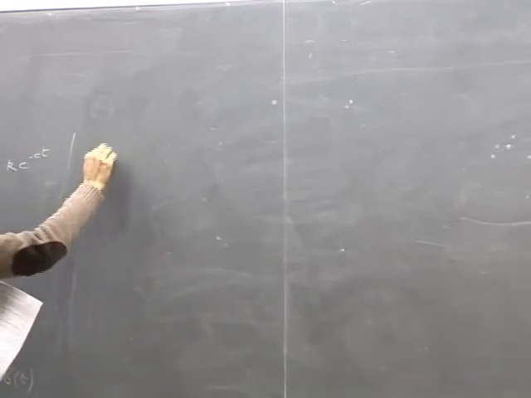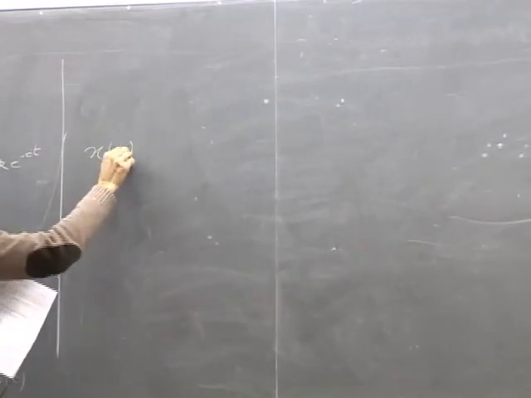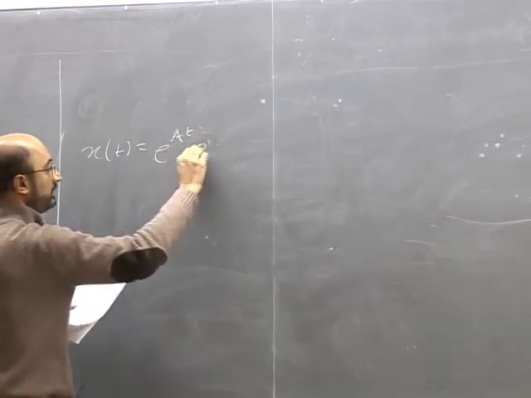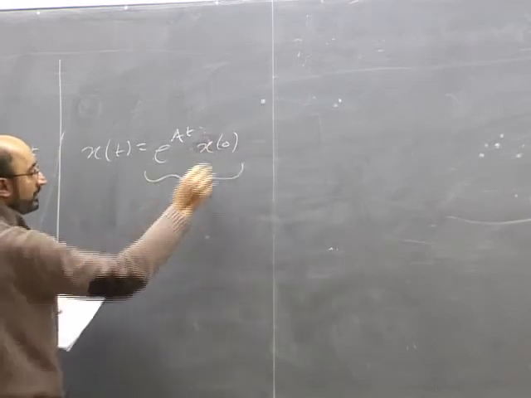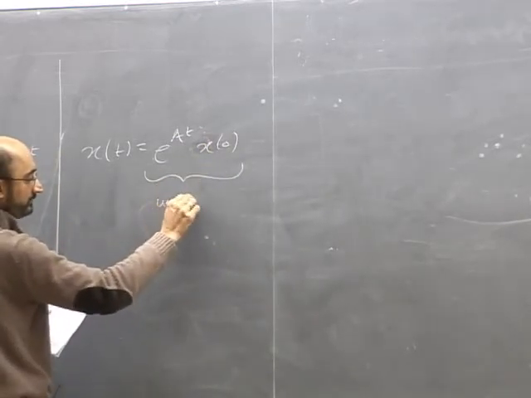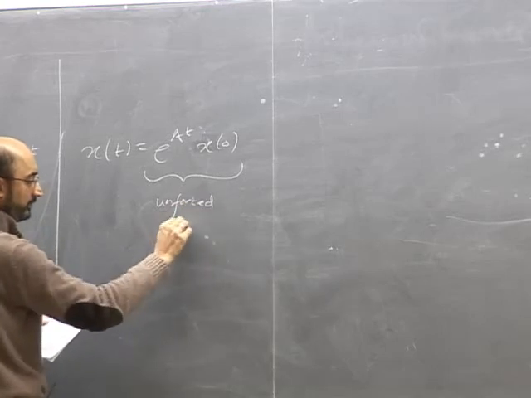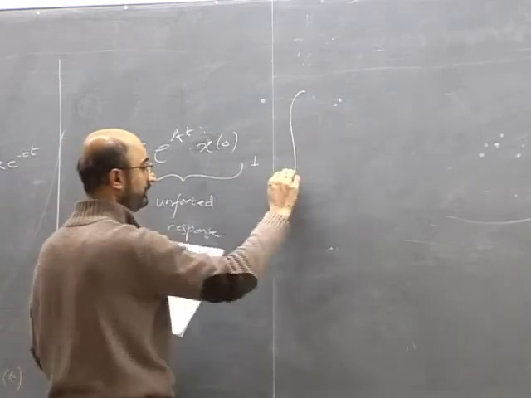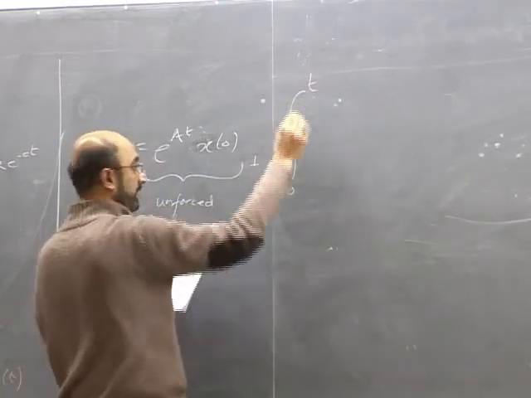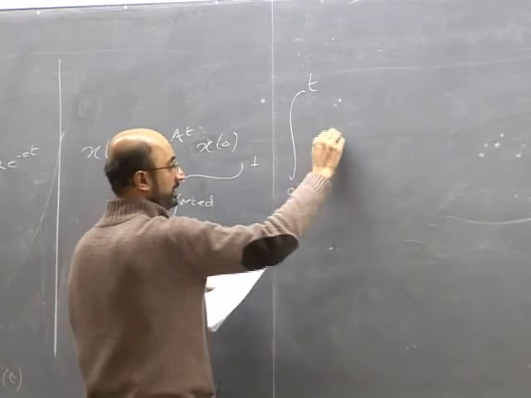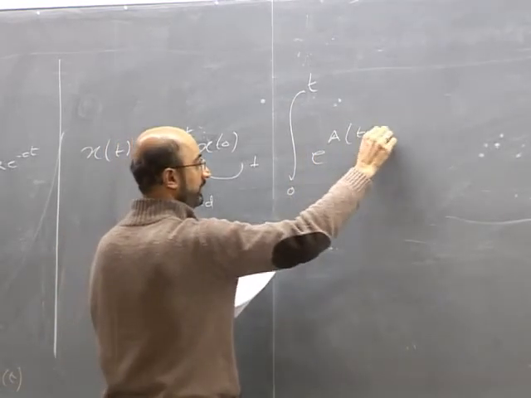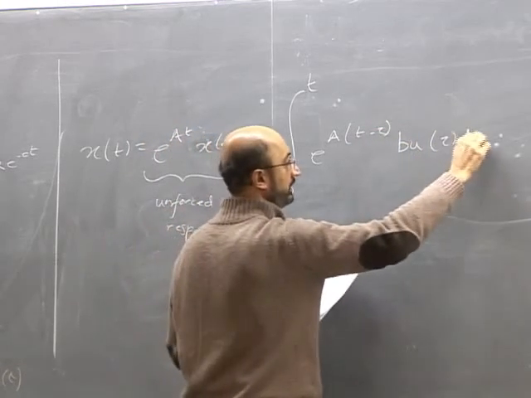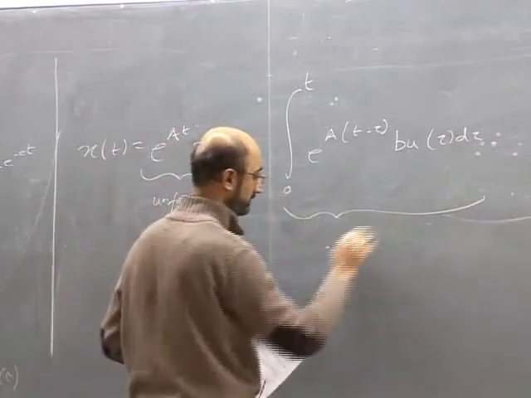So here, the result is that x(t) is given by e to the At x0. So this is obviously your unforced response. That's what we already saw. Plus, we're going to get essentially a convolution from 0 to t, and this is because it's causal, e to the A(t minus tau) Bu(tau) d tau. Okay, so this is the forced part.